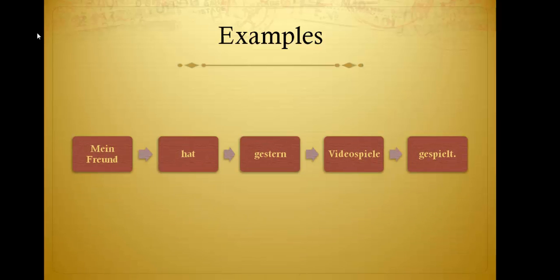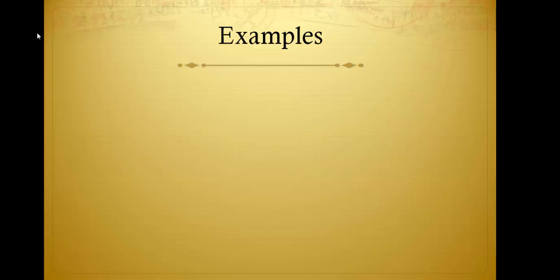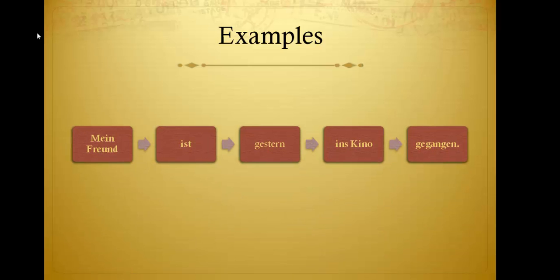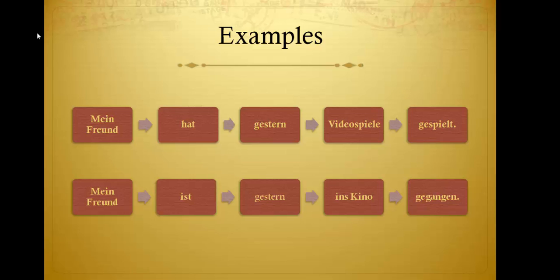Take a look at this sentence and note the auxiliary verb and the participle, as well as their position in the sentence. Hat is the auxiliary verb in the first example. Gespielt is the participle. Ist is the auxiliary verb in the second example, and gegangen is the participle. Ist is used because gehen is a verb of motion.